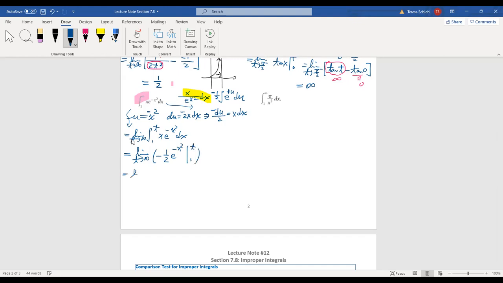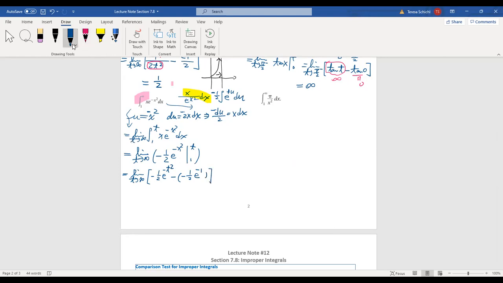So now let's take a look. This is the limit as t approaches infinity. The upper bound gives negative 1/2 e^(-t^2), minus the lower bound, 1/2 e to the negative what? Negative 1, right?